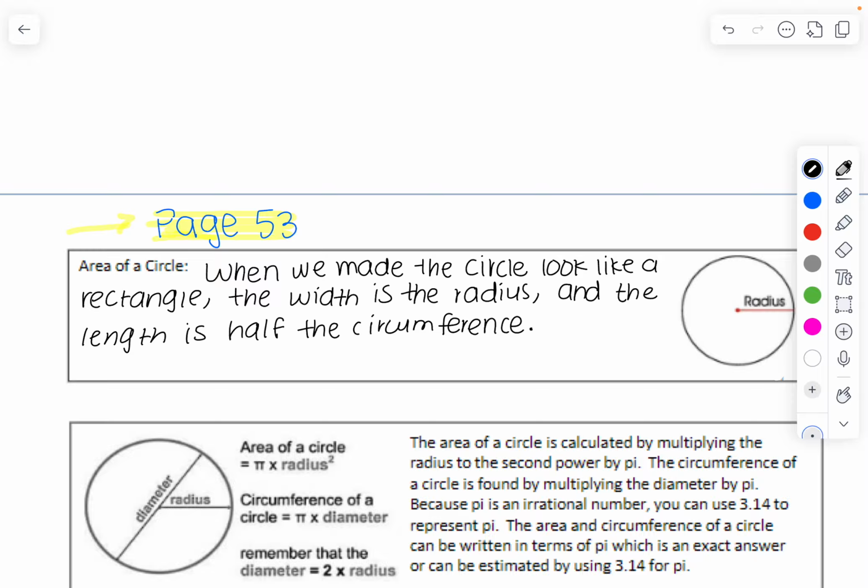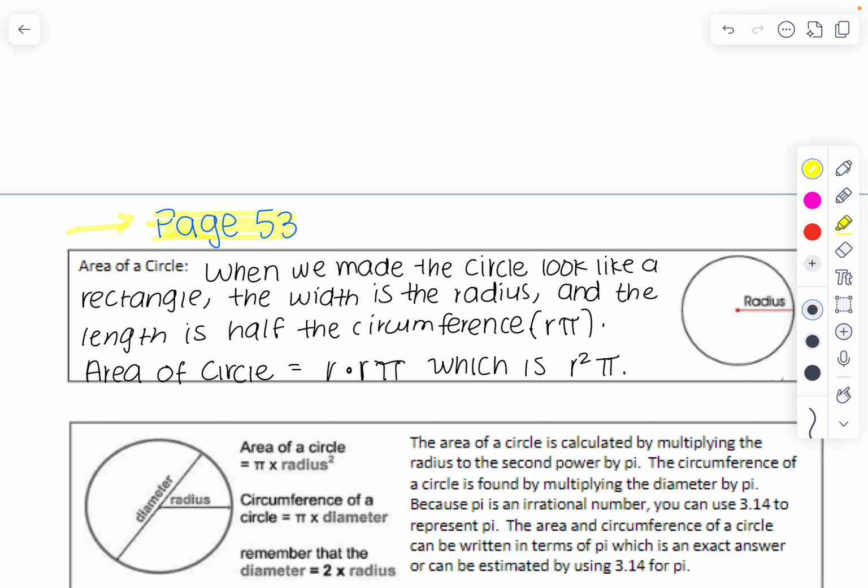Which circumference and half the circumference would be r times pi. So that means that the area of a circle is equal to r times pi, which is the same thing as r squared times pi. So this is where your formula comes from. All right, that's what I wanted you to understand.